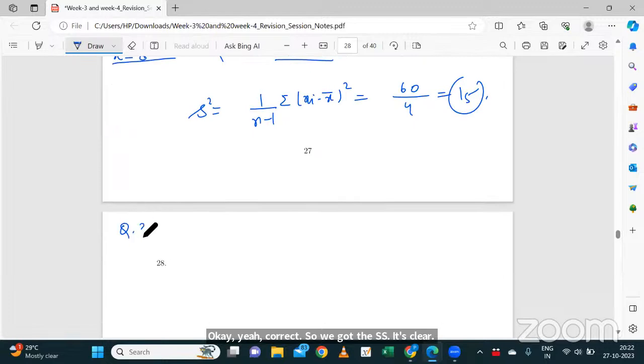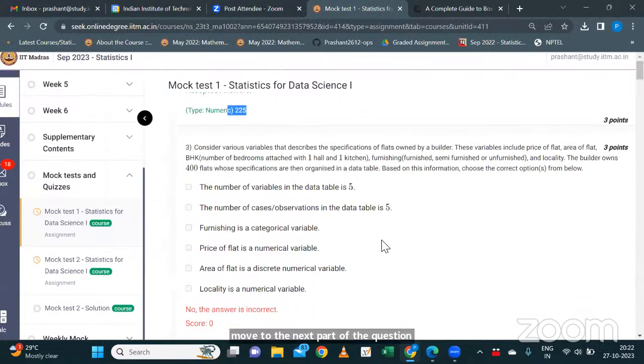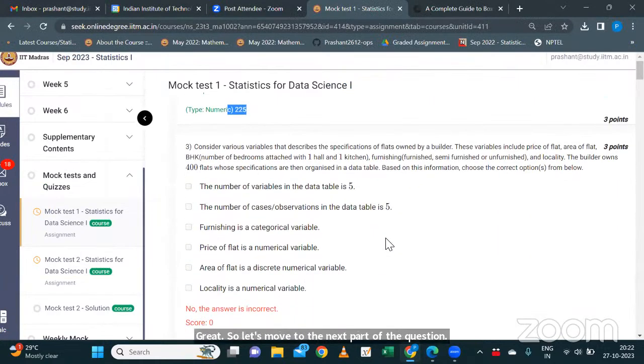Great. So let's move to the next part of the question. Consider various variables that describe the specification of flats owned by a builder. These variables include price of flat, area of flat, BHK, number of bedrooms attached with one hall and kitchen, furnishing (furnished, semi-furnished, unfurnished), and locality. So these are 5 variables.